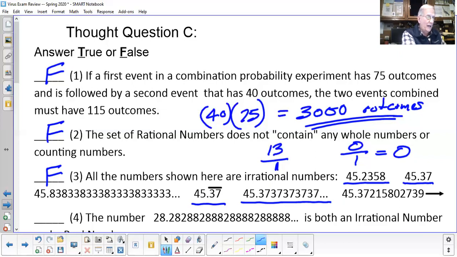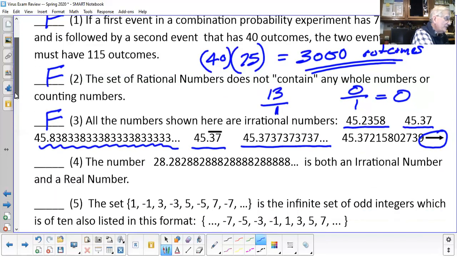The one with the arrow on it, remember the arrow indicates to you that the decimals that go on forever are all over the place. And of course, this one here is showing a what? A growing pattern, which is an irrational behavior. So there's 1 3, then there's 2 3s, and there's 3 3s, and so forth. So that's the reason why question 3 is false. Let's go on to question 4, true or false question.